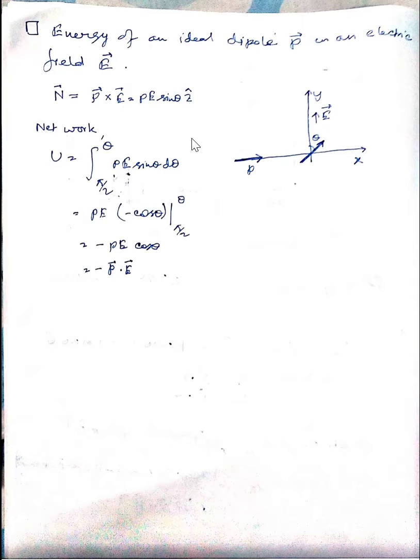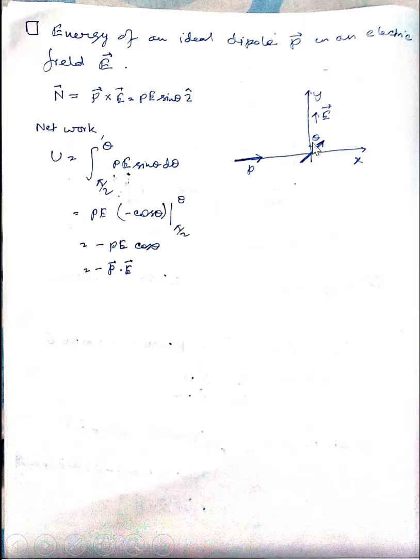So here, if the electric field is aligned to the y-axis, you know that the dipole will tend to align along the y-axis, right? Initially suppose it is aligned along the x-axis. So if I apply an electric field along the y-axis, then it will try to tend along the y direction.